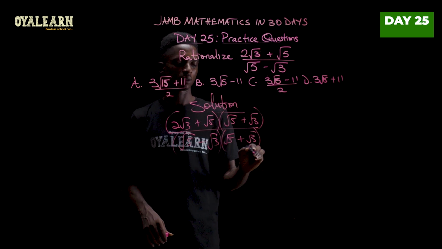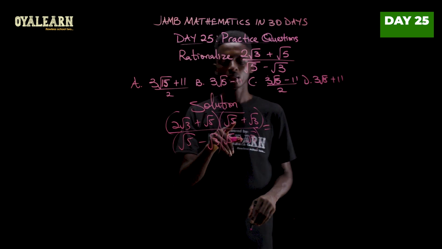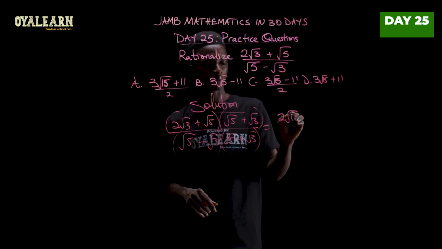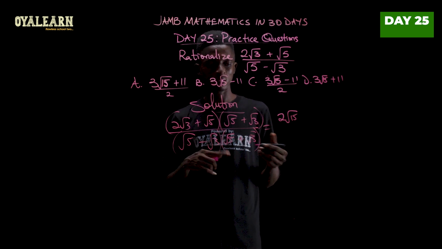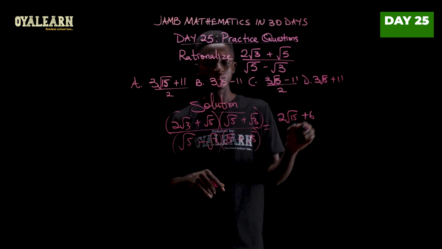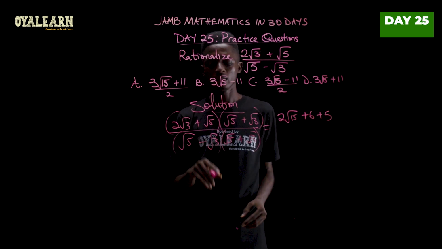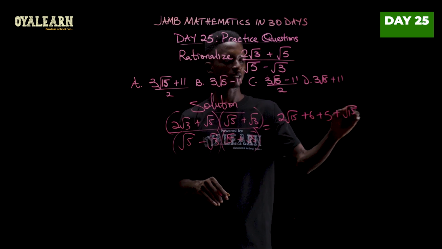Now this would give us 2√3 times √5 will give us 2√15. Now 2√3 times √3 will give us 2 times 3, which is 6, so plus 6. √5 times √5 will give us plus 5. And then √5 times √3 will give us plus √15.